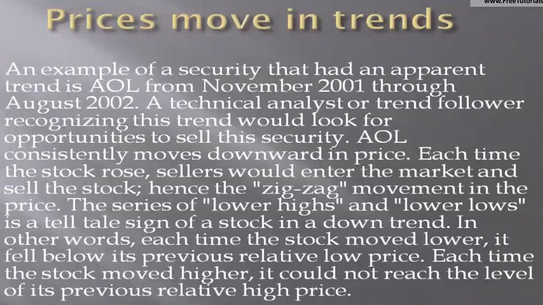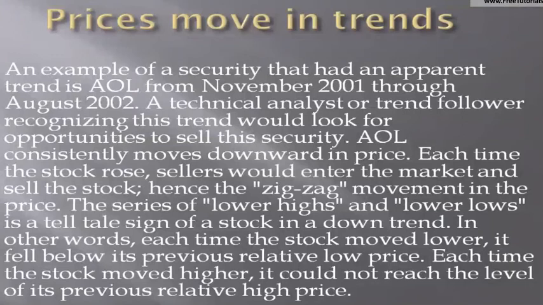In other words, each time the stock moved lower, it fell below the previous relative low price. Example, yesterday's lower price was $49. Today's lower price, if the trend is down, will be $48.70. So basically it is breaking the previous low.